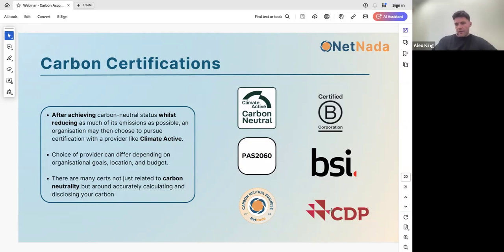CDP's international project, the Climate Disclosure Project, and over two-thirds of the world's market cap participates in this project. Very, very big. It also looks beyond just your carbon emissions, but again, does not require you to be carbon neutral. So there are a lot of options on that larger scale. All these certifications are really strong, but they do require more work, certification, and licensing fees. So it's always important to consider what your end goal is with one of these certifications.